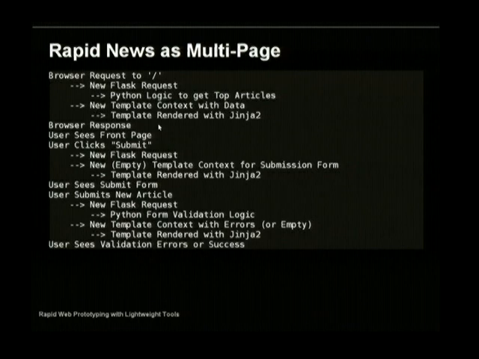He can click submit. That results in a new Flask request. Another template context is created for the submission form. That's then rendered with Jinja. If the user sees a submit form and actually submits the new article, maybe there's some form validation logic that happens on the form. Then that comes back with errors or not, and the user moves on. So this is pretty clear. It maps to our views overall.